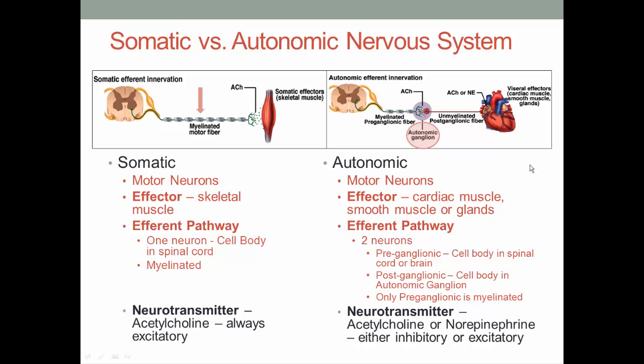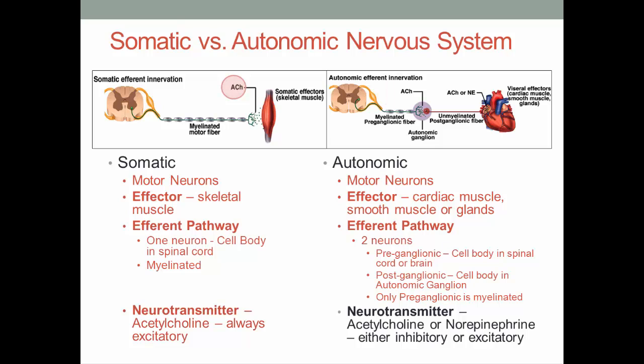The neuron that's before the ganglion is called the preganglionic neuron, and the neuron that's found after the ganglion is called the postganglionic neuron, which hopefully makes sense. Also notice that the preganglionic neuron's cell body is located in the spinal cord, and it is myelinated. Whereas the postganglionic neuron is the one that runs to the effector. In this example, they're just using the cardiac muscle of the heart, but it is unmyelinated.